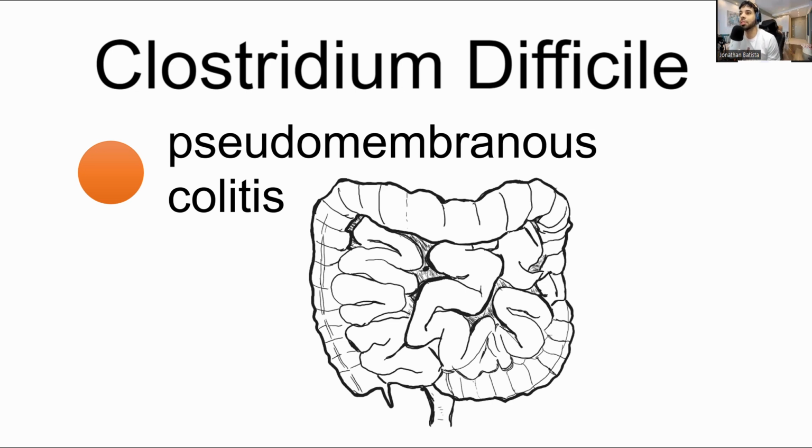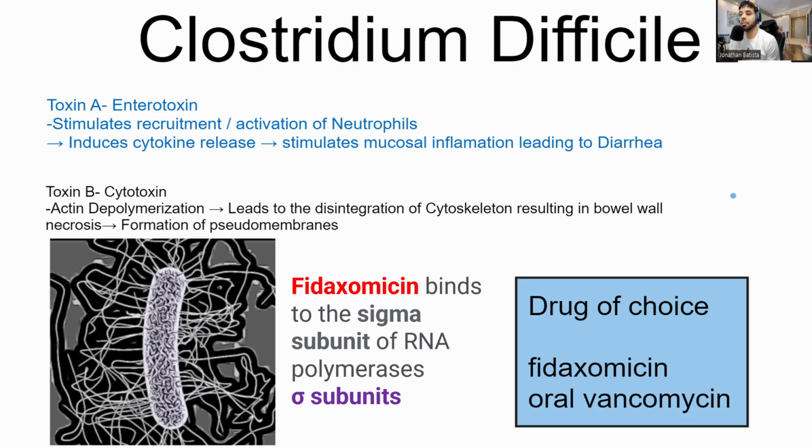Okay. And we didn't really mention this in the last class, but we should actually mention it now. With pseudomembranous colitis, there's something very important. It can actually have an exotoxin, so it can release a toxin that can cause a type of infection. Toxin A, the enterotoxin, stimulates the recruitment and activation of neutrophils and then induces cytokine release. So this is very inflammatory, right? And it leads to diarrhea.